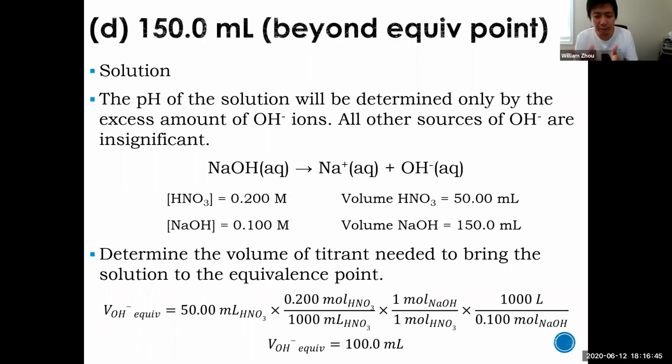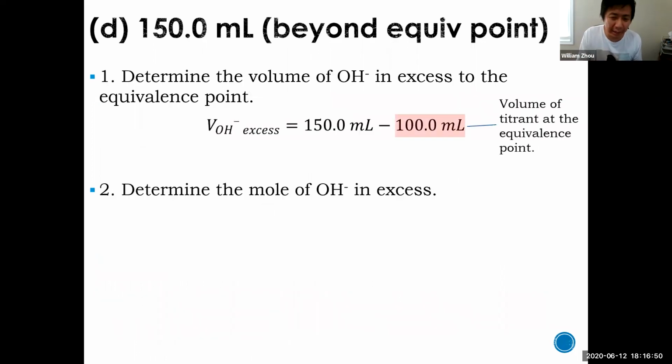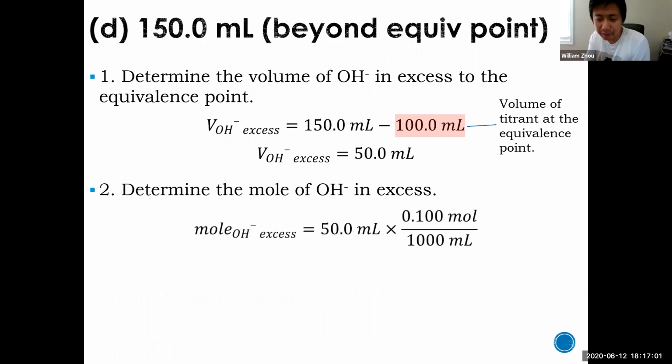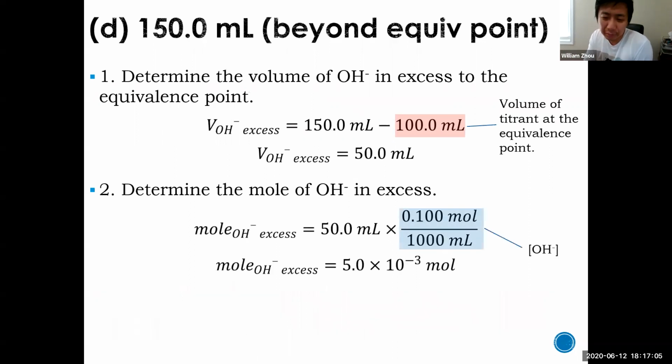So you only need 100, but you've added 150. In other words, you've added 50 too many. So 50 milliliters is in excess, and you need to convert this to moles. You have 50 milliliters at 0.1 moles per liter. How many moles of that? Well, that is 5 times 10 to the negative 3 moles of hydroxide. That is in excess. Everything else canceled. That's the only thing left in solution.